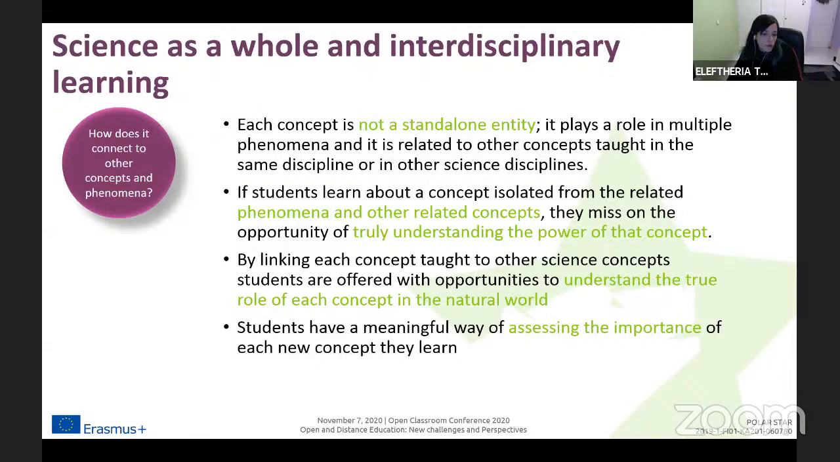And most importantly, when it comes to assessing how important each thing that I learn is, what we're doing here is we're actually giving our students a meaningful way to assess for themselves how important what they learn is, through their own experience and through all the things that they've learned, because they're not just learning the definition of a concept, they're also learning a bunch of other stuff.